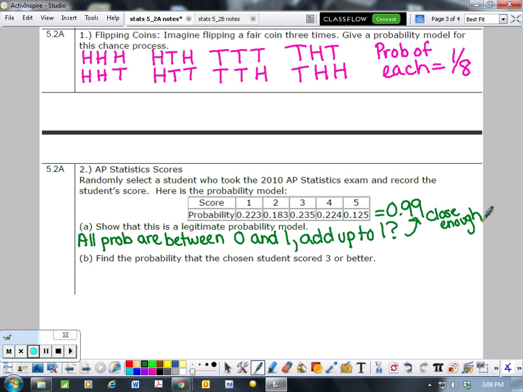And you really may want to look into, is this a rounding error or not? Or did I use my calculator wrong? So we could always double check. 0.223 plus 0.183 plus 0.235 plus 0.224 plus 0.125. Yep, we got 0.99. So just a little something to kind of talk about. Does it really add up to 1? Does it not? That's why I purposely picked this problem. Okay, so yes, we'd say it is a good probability model because 0.99 is good enough.